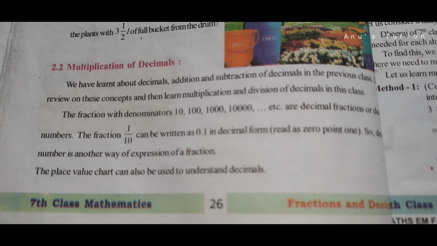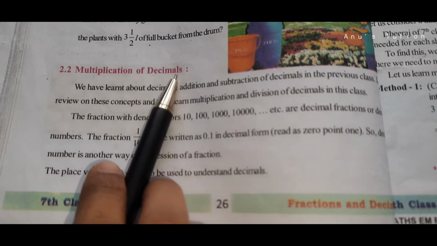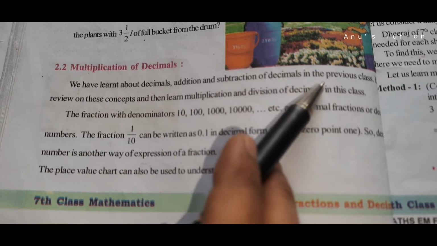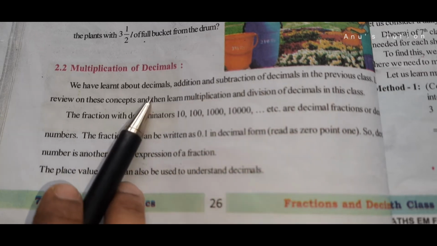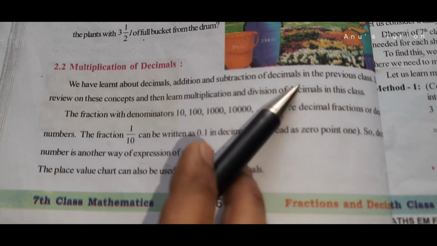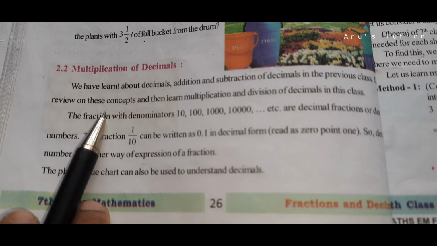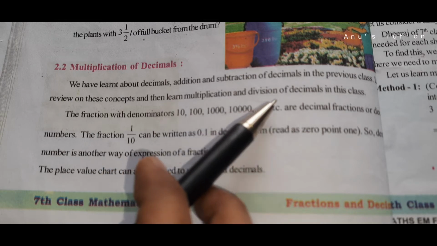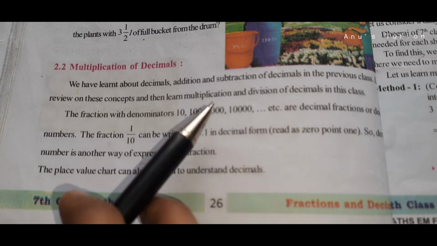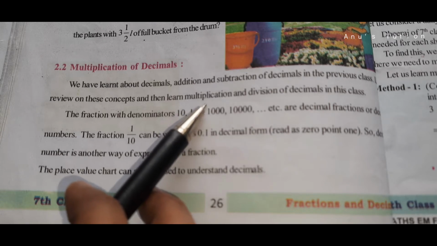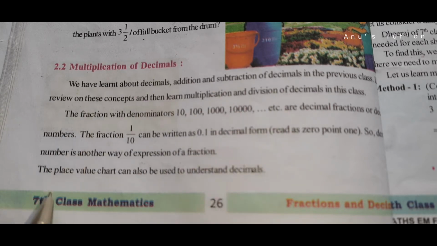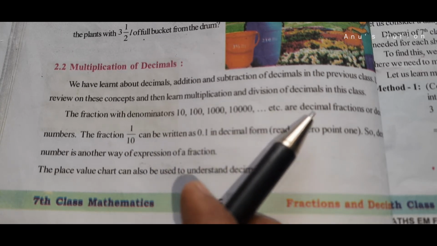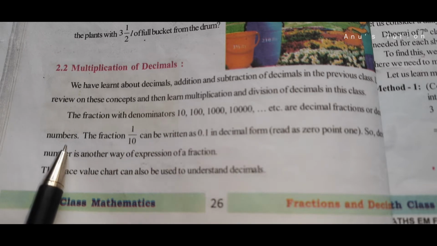See here, 2.2 multiplication of decimals. We have learned about decimals, and addition and subtraction of decimals in the previous class. Let's review those topics and learn multiplication and division of decimals in these classes. Fractions with the denominators 10, 100, 1000, 10,000 etc. are decimal fractions or decimal numbers.